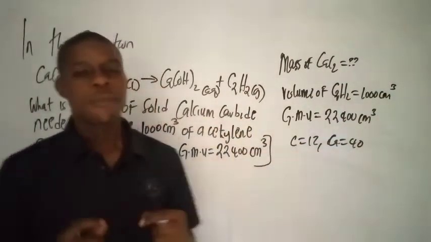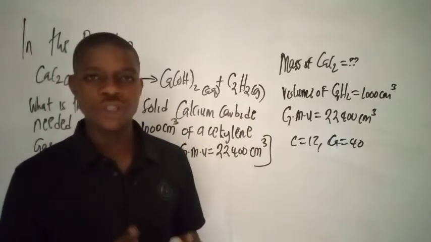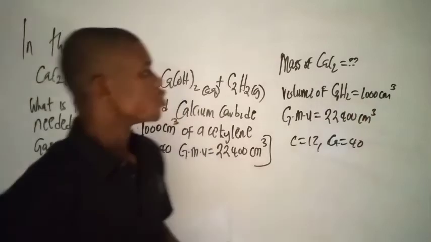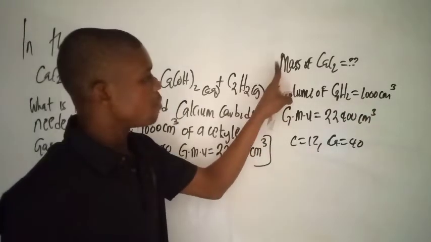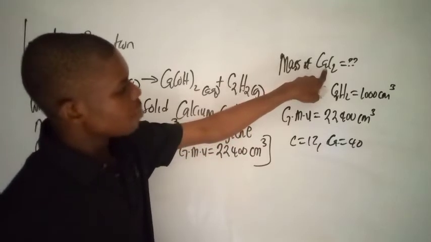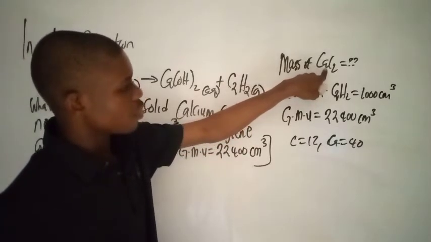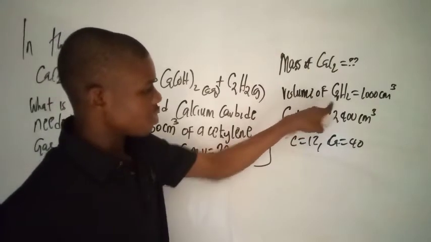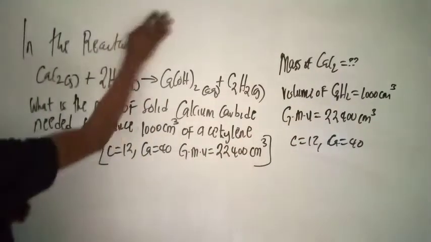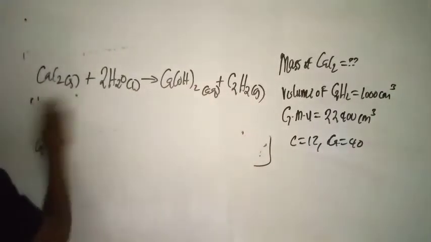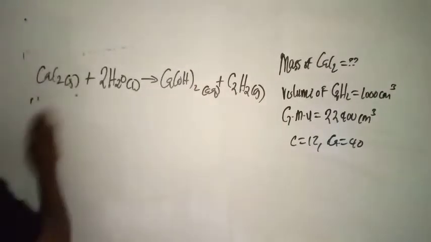So please follow me closely, because I'm going to show you a simple method you can use to solve this problem. This is a mass to volume relationship. I'm going to use the balanced mass of calcium carbide and the balanced volume of acetylene gas. So the first thing to do is write the chemical equation, then find the balanced mass and balanced mole.